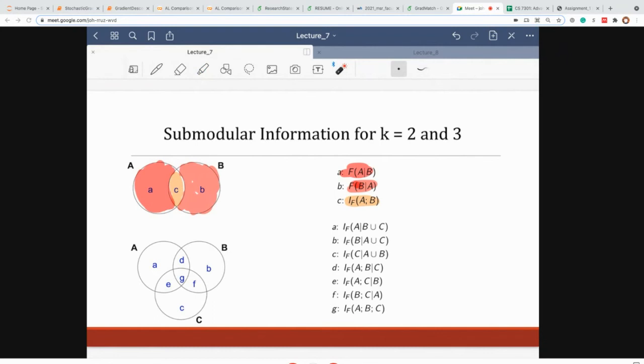Okay, similarly, you can define this with three sets. You have many more things over here. So you have A, which is only this region, is f of A given B comma C, right? This region is nothing but f of B given A comma C, and so on and so forth. The region D over here is actually the joint information between A and B conditioned on C, right? So this is the conditional mutual information. So D, E, and F are the conditional mutual informations, and G here is the multi-set mutual information that we spoke about. So this one, right, with 3 random variables.